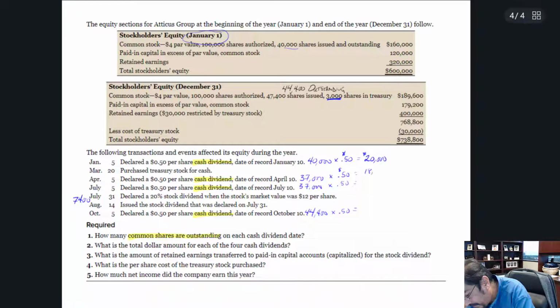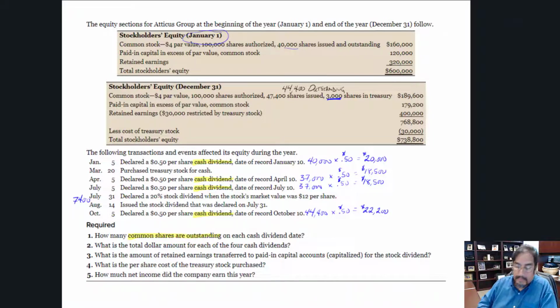18,500. 18,500. And 22,200. That's the dollar amount of the cash dividend that we paid on those 4 cash dividend dates.